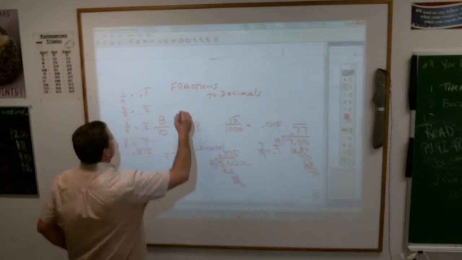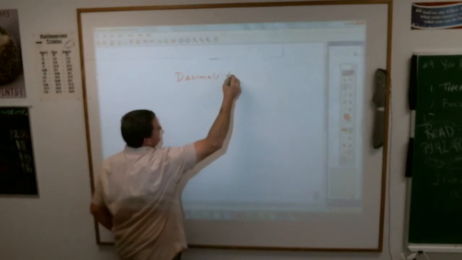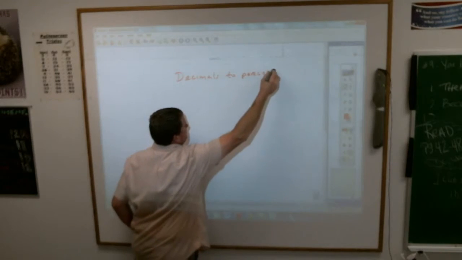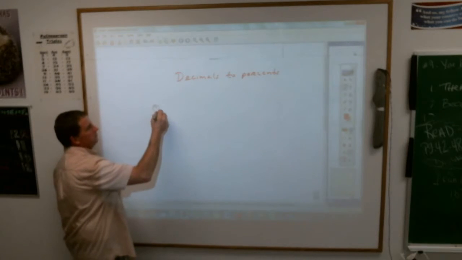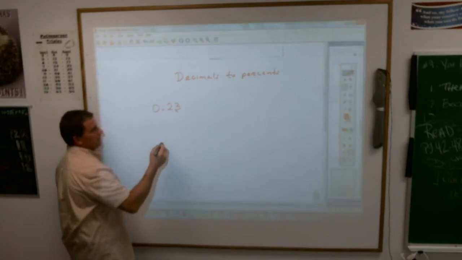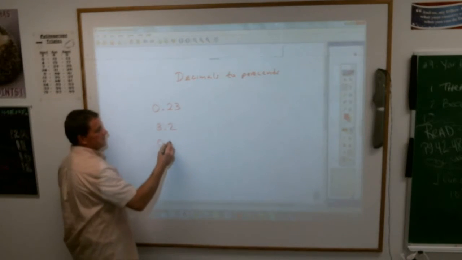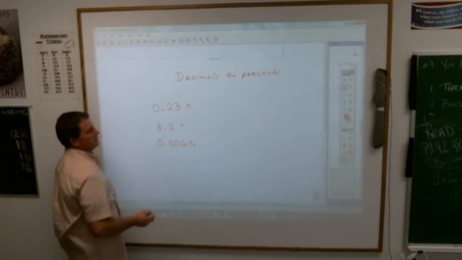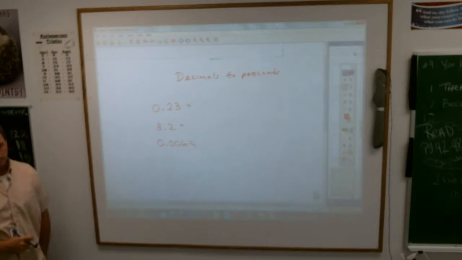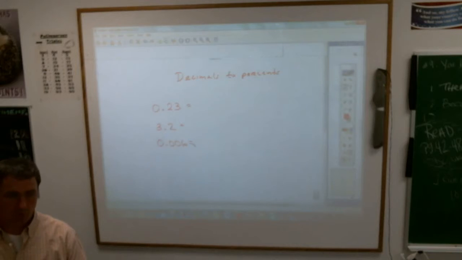Perfect, here we go. What about decimals to percents? How do I change decimal numbers to percent? Let's say I've got 0.23 or 3.2 or 0.006, and I want to know what those things are as a percent. Anybody? Easiest, best, and most efficient way to do that? Ryan seems to know.